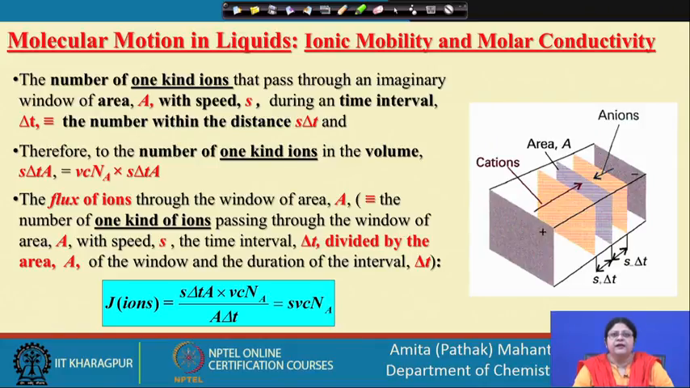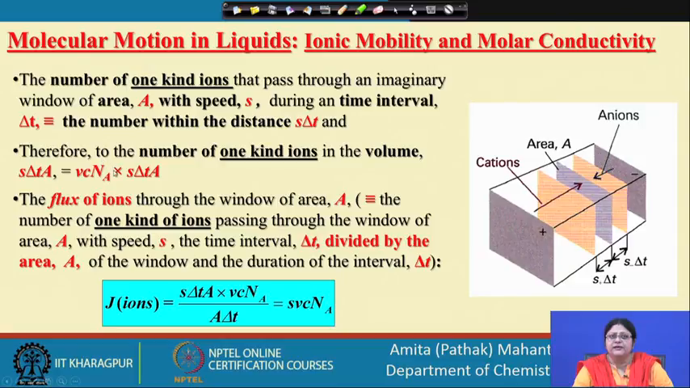So, what next we can come to is the number of the same type of ions which we looked into in the first step, the number of ions passing through the imaginary window A with the speed s in a time interval delta t. The same one: the number of ions in this volume element. Initially we talked about the distance, this distance. Now, in this volume element, how many ions are going to be there? This is the distance into area, this is the volume you have.